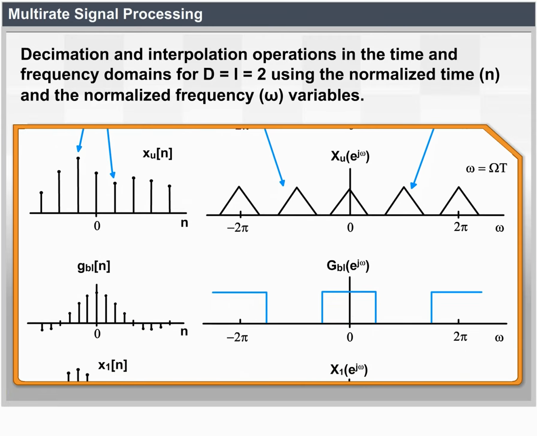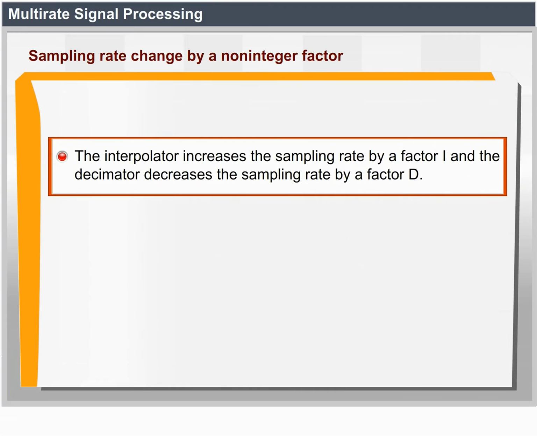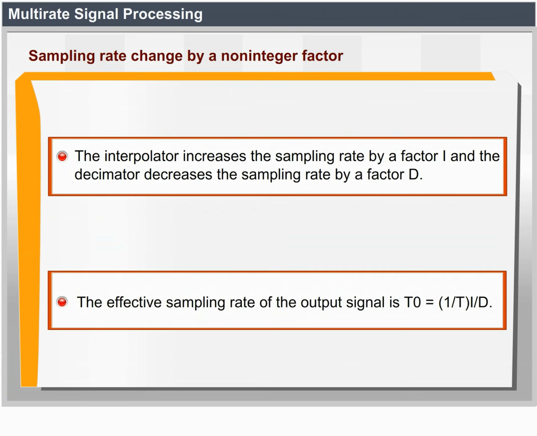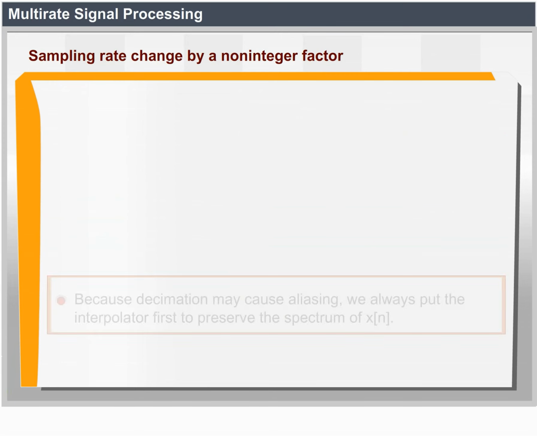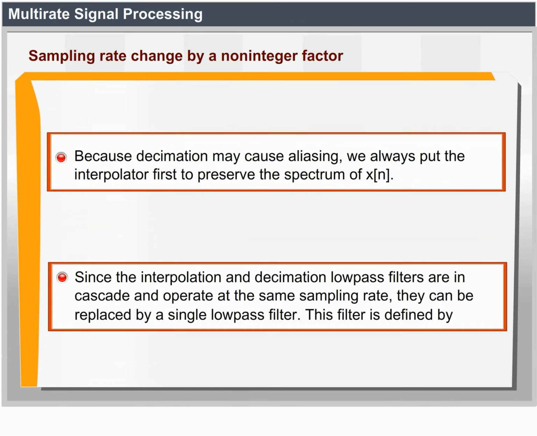Sampling rate change by a non-integer factor. The interpolator increases the sampling rate by a factor I and the decimator decreases the sampling rate by a factor D. The effective sampling rate of the output signal is T0 = (1/T)(I/D). Because decimation may cause aliasing, we always put the interpolator first to preserve the spectrum of x[n]. Since the interpolation and decimation low-pass filters are in cascade and operate at the same sampling rate, they can be replaced by a single low-pass filter.